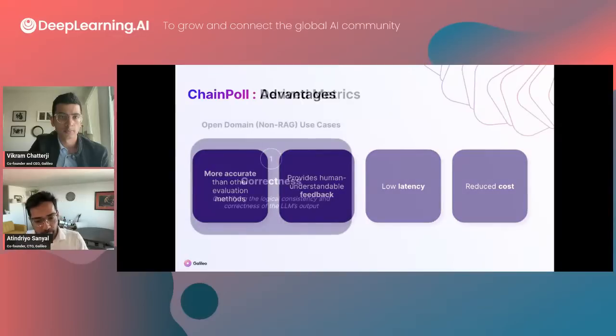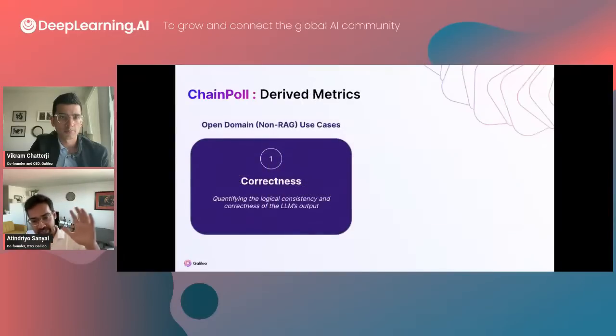So this is Chainpole in summary. This is the method, but the outcome of the Chainpole method are two metrics, which we apply to the two broad workflows we observe in LLMs. The first metric is correctness, which applies to these open-ended, open domain use cases where the user essentially passes a query with or without context, and the correctness metric looks at the consistency in the reasoning behind the LLM's completion and how correct the output can be.